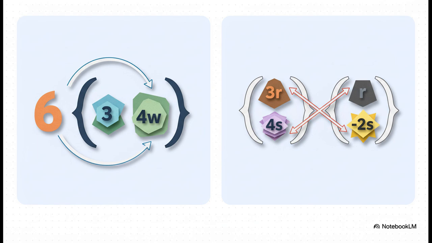Okay, let's see that in action. So over on the left, you've got a pretty simple case, right? The 6 just multiplies everything inside its bracket. Now look at the right. It's the exact same idea, just with a few more moving parts. Every single term in that first bracket gets multiplied by every single term in the second one.